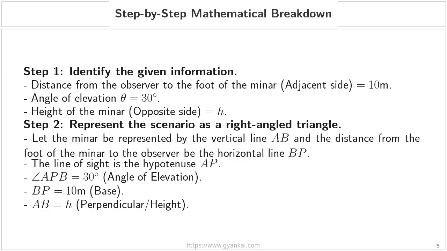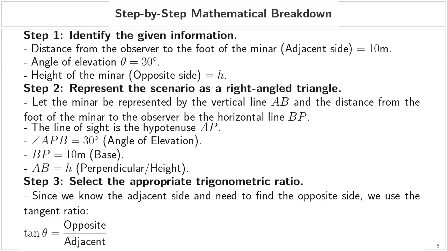Next, in step 2, we need to represent this entire scenario as a right-angled triangle so we can apply our trigonometry rules. Let's label our triangle. We will represent the vertical Minar as the line segment AB. The horizontal distance from the foot of the Minar to the observer will be the line segment BP. The line of sight, which we discussed in the previous slides, will be our hypotenuse, the line segment AP. Looking at our triangle now, we can clearly see that angle APB is 30 degrees. Our base BP is 10 meters, and our height, or perpendicular AB, is h.